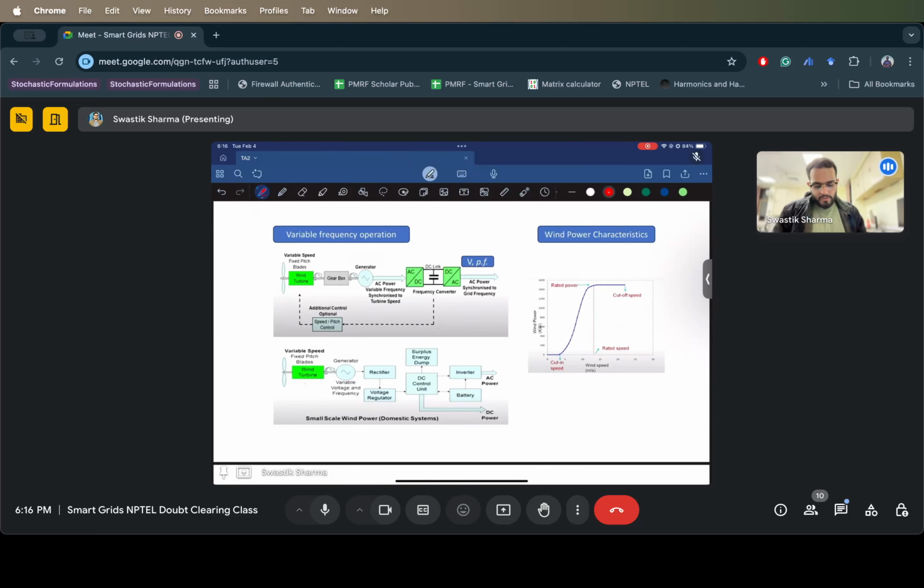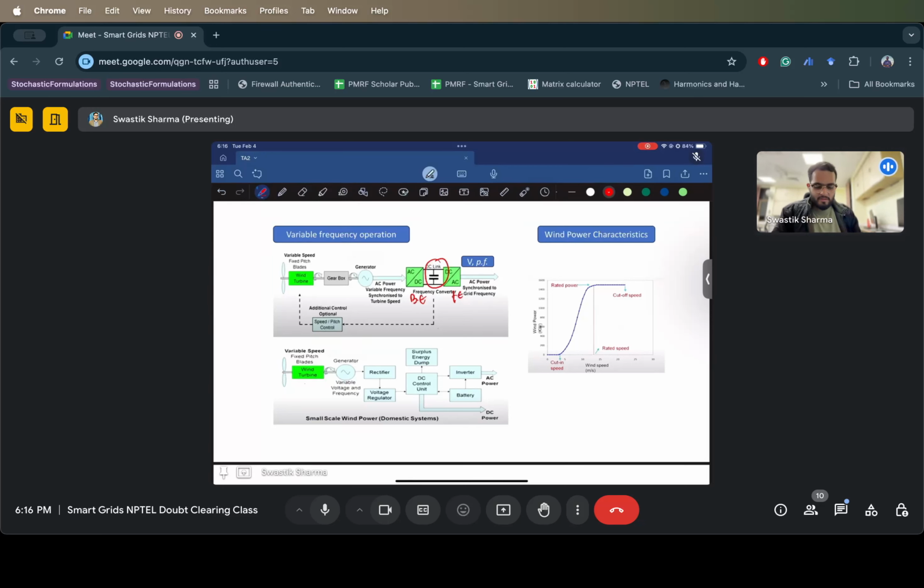So what you can do is have an AC to AC converter, sorry, a frequency converter, right? It is an AC to AC converter, which consists of a front end and a back end converter, which are coupled with each other using a DC link, right? So this is the front end, this is the back end, and this is the DC link. This is also called a back to back converter.